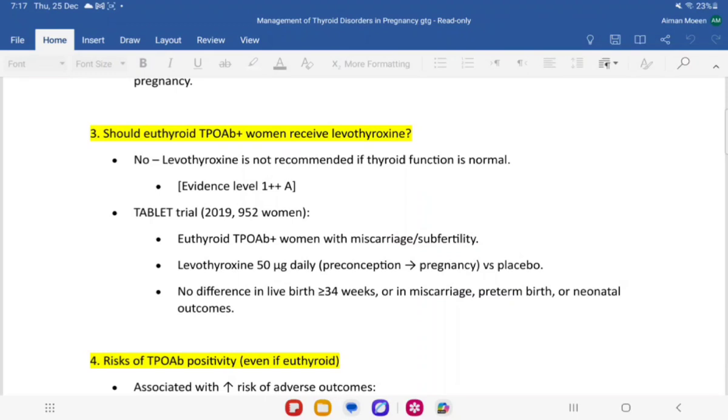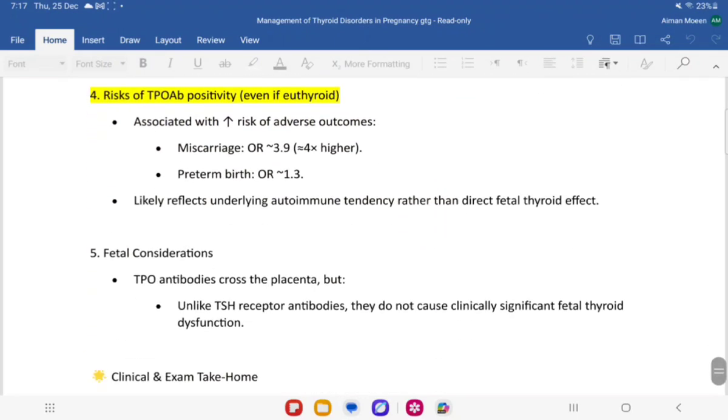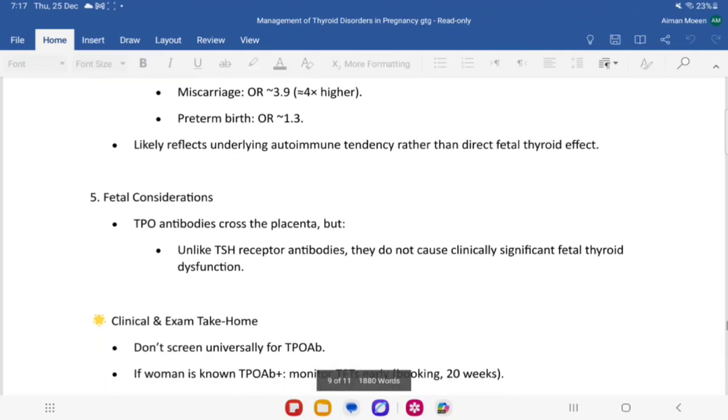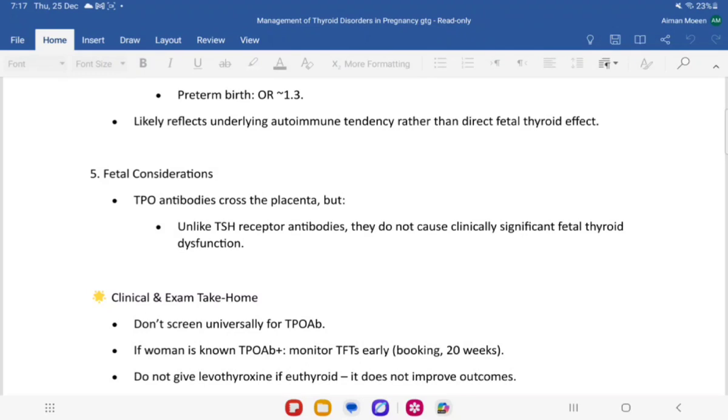Somehow you can get a question also: if a woman is euthyroid and just thyroid peroxidase antibody positive, should she receive levothyroxine? The answer is no. Even if a woman is euthyroid and thyroid peroxidase is positive, there is a risk of miscarriage and preterm birth. Okay, so for thyroid peroxidase you need to know two things.